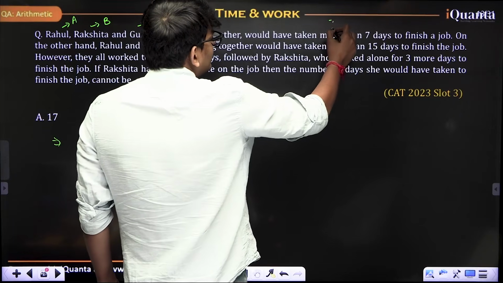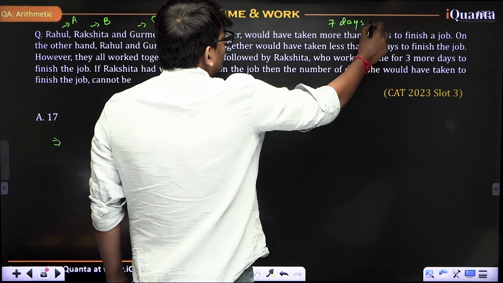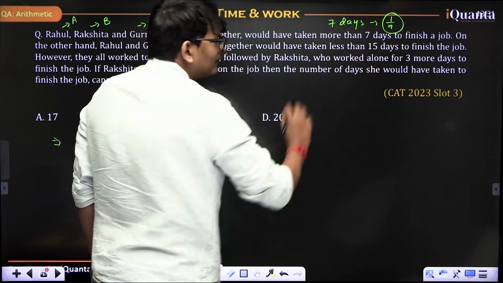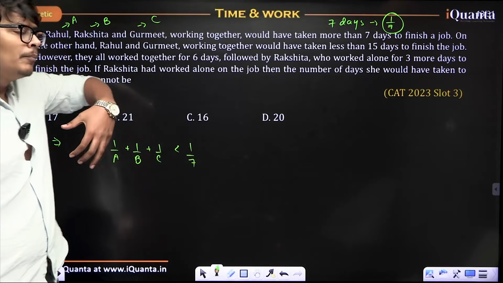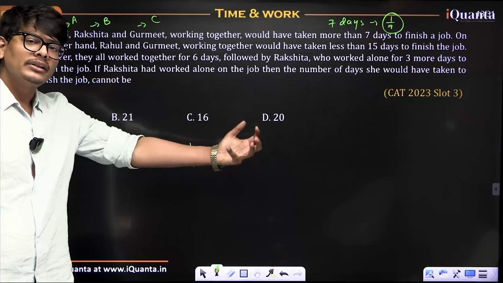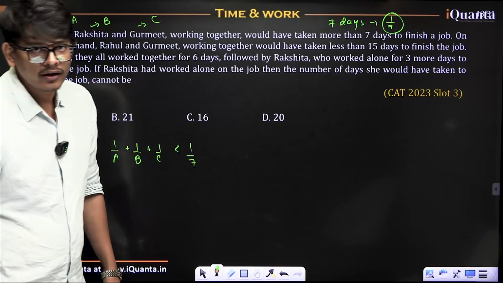If someone is taking 7 days to complete a work, in 1 day they will be doing 1 by 7 of the work. If they are taking more than 7 days, that means they must be doing less than 1 by 7th of work in 1 day.